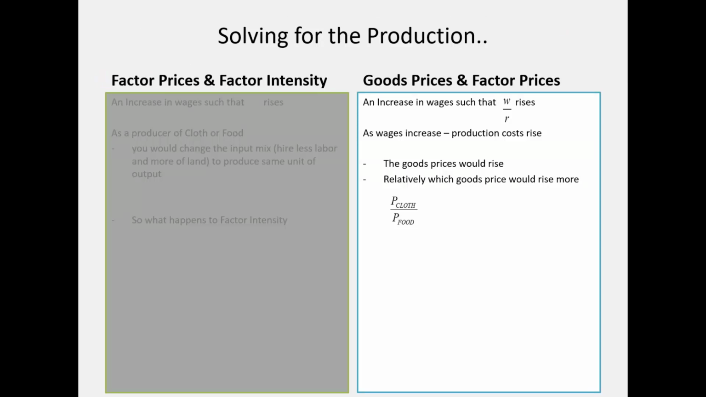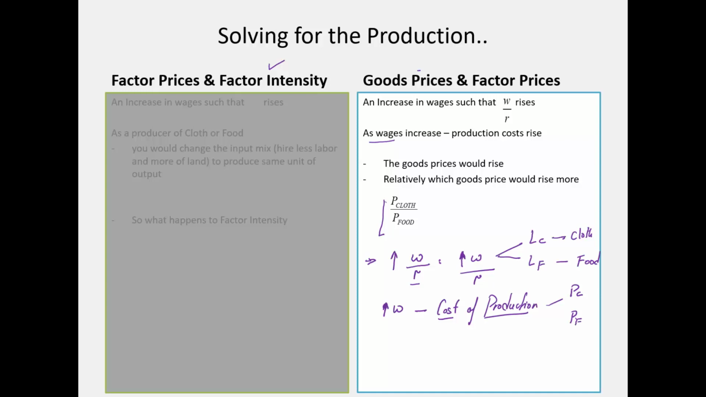So the second relationship that we wanted to define was between goods prices, which is the price of cloth over the price of food, and the factor prices, which is wage by rental ratio. Now let's assume that there's an increase in W by R. Wage is the price of labor, yeah? And labor is used in the production of both goods. There's an increase in the cost of production of the two goods, so the price of cloth and the price of food would rise, because of the increase in the price of labor.